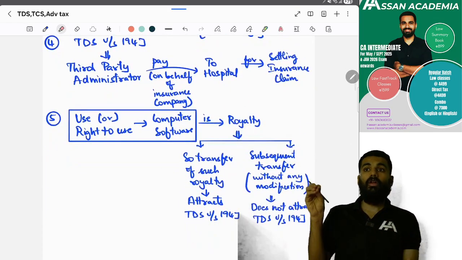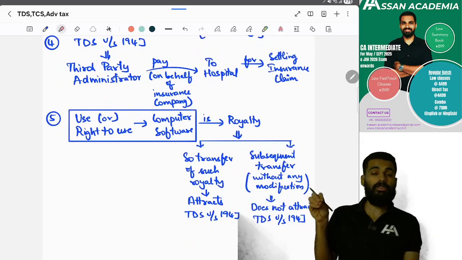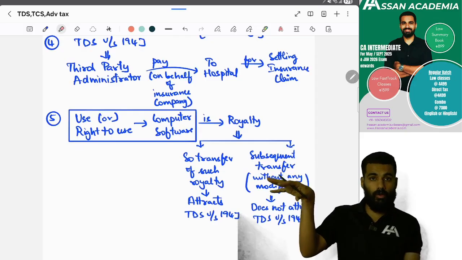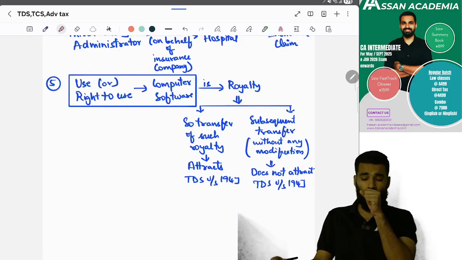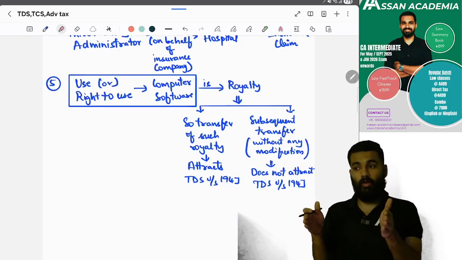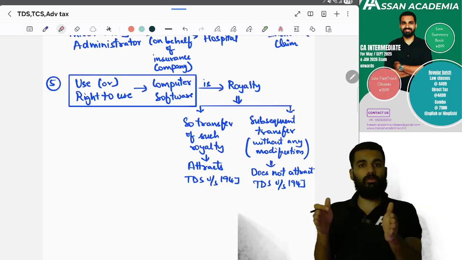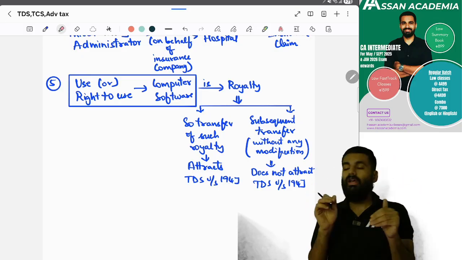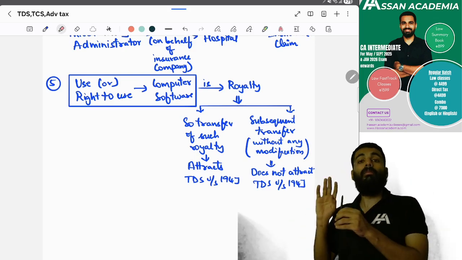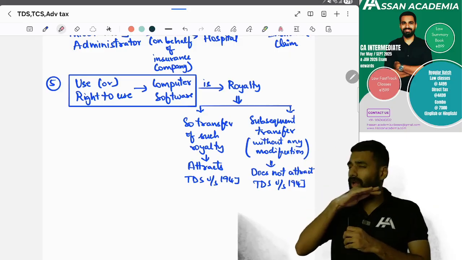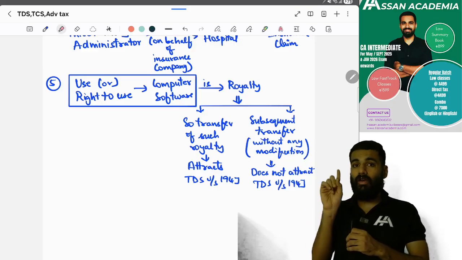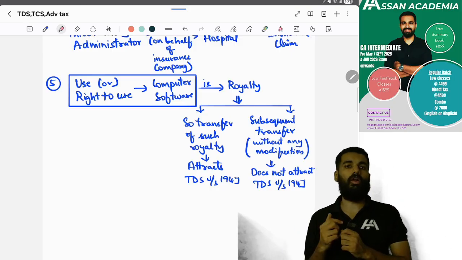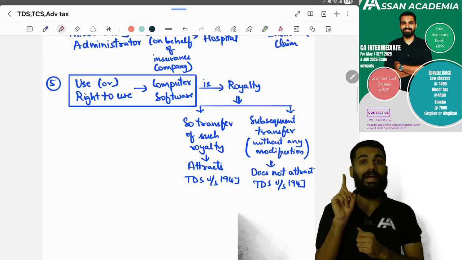And if the insurance company makes payment to the hospital through some third party administrator for settling an insurance claim, then TDS will get attracted. Like for using the computer software or for having the right to use the computer software, it is royalty, and for this royalty 194J will get attracted. But if there is a subsequent transfer without any modification, then 194J will not get attracted. So without any modification, only once on computer software royalty, TDS under section 194J can get attracted.